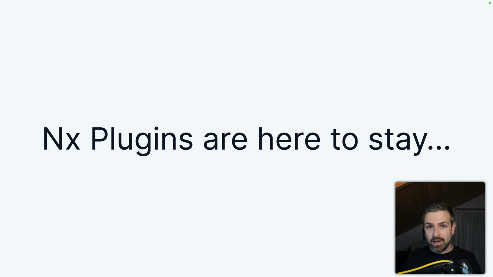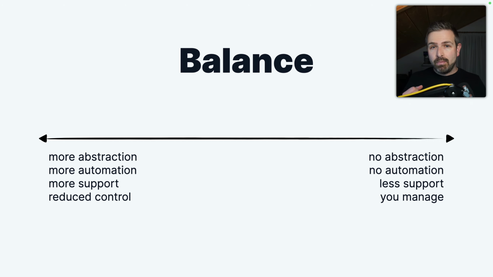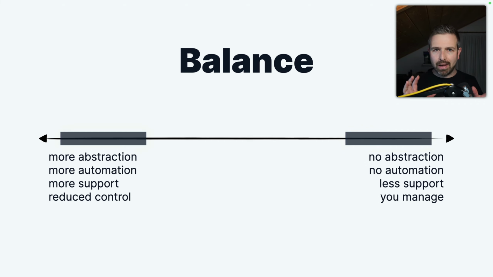So don't get me wrong, Nx plugins are here to stay. We find them extremely valuable, but it is about the balance between having more abstraction, more automation, more support, but a little reduced control over every little detail, versus no abstraction, almost no automation, a bit less support, where you basically manage everything. You need to know what you're doing. So this is the Nx init scenario, which we have seen just before, demoed in a PNPM workspace, while this is more where the plugins are right now. Now, obviously, take this with a grain of salt, but it's just a visualization of how this is being distributed.